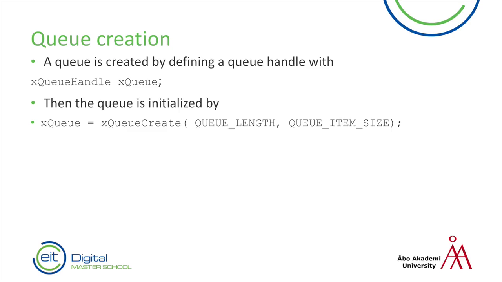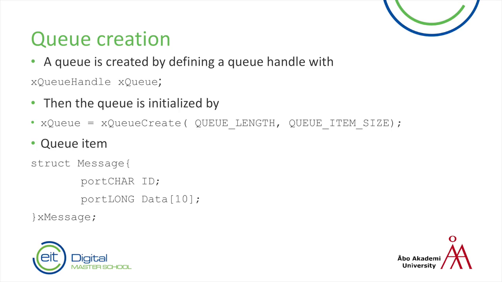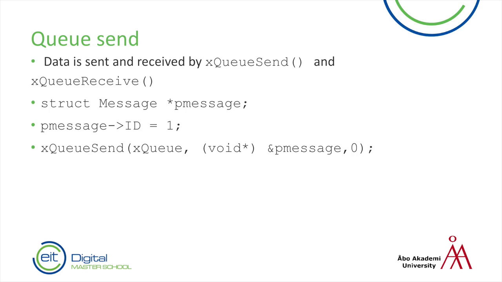As you see, this looks quite the same as creating task handles and semaphore handles. Then the queue must be initialized with a create call that takes the wanted queue length as an argument and the size per queue item as another argument. The queue item is the message defined with a C struct, and this is what the data message will contain. As the queue is created and the message is defined, the task can start to read and write to the queue to send and receive data using the xQueueSend and xQueueReceive commands.